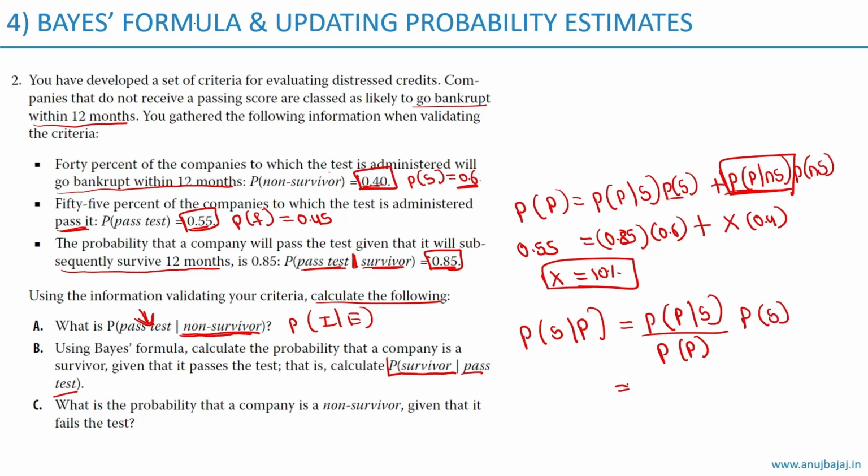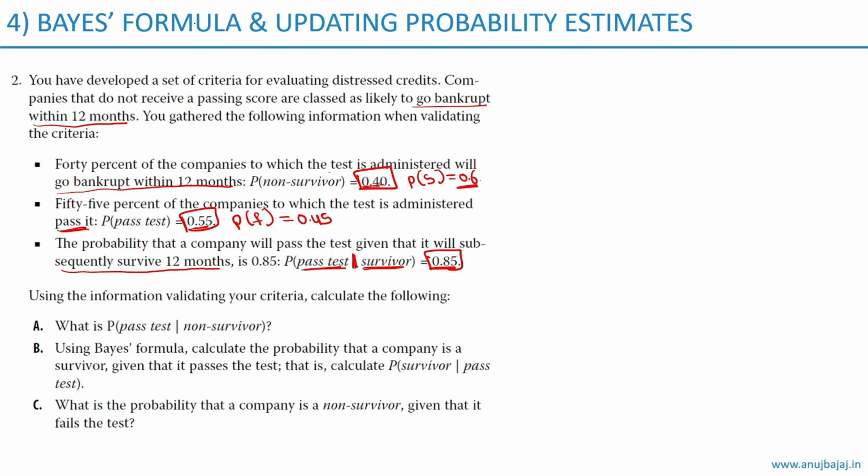So the probability of a company passing the test given it's a survivor is 85%, divided by the probability of passing, which is 55%, multiplied by the probability of surviving, which is 60%. So we get the answer to be 92.27%.